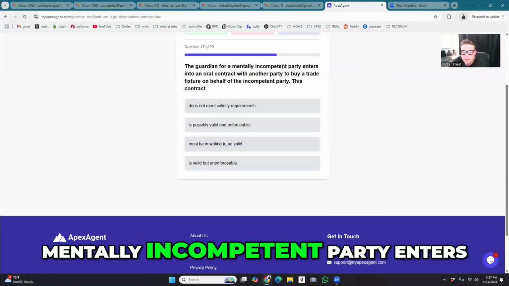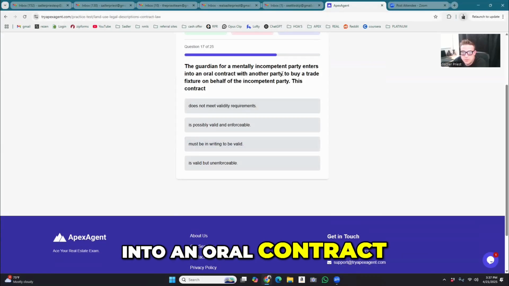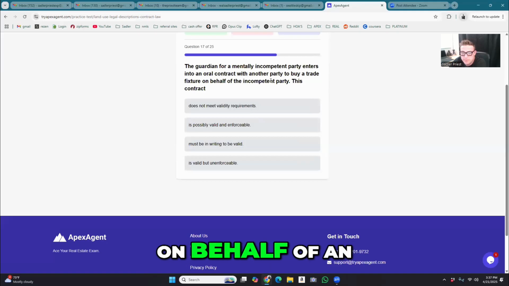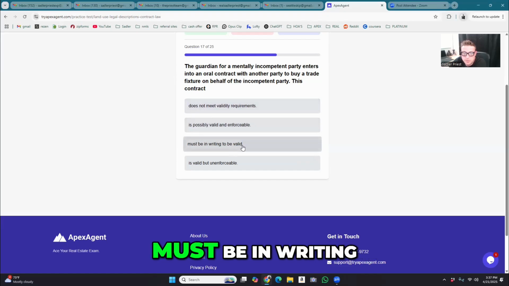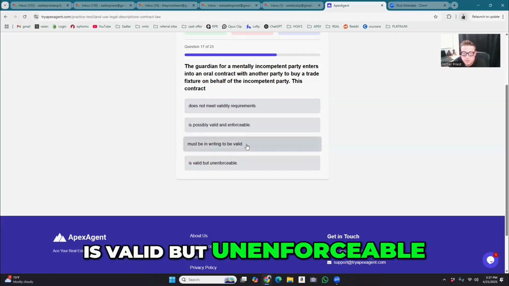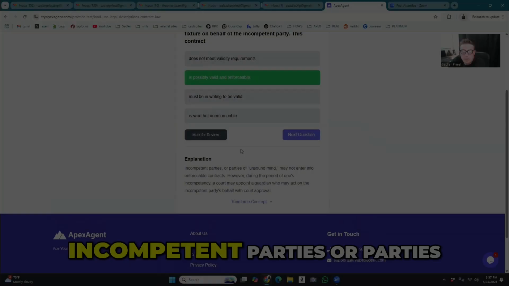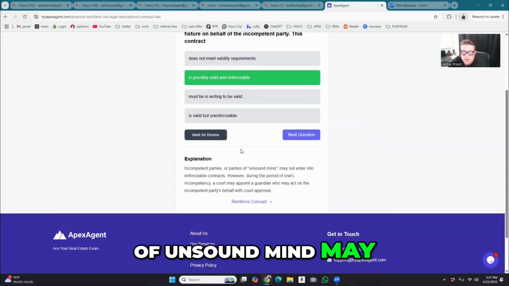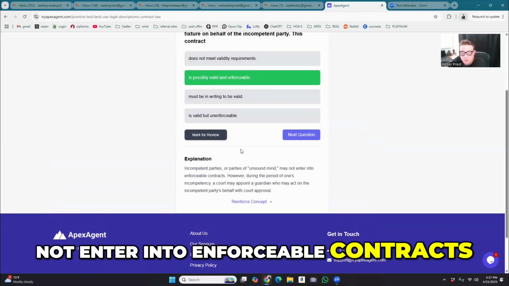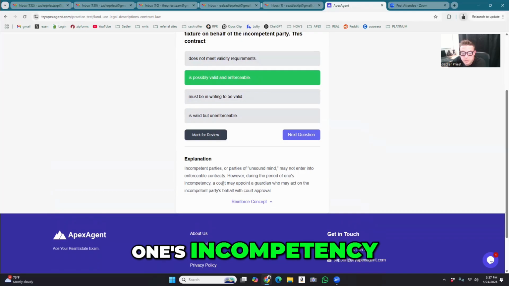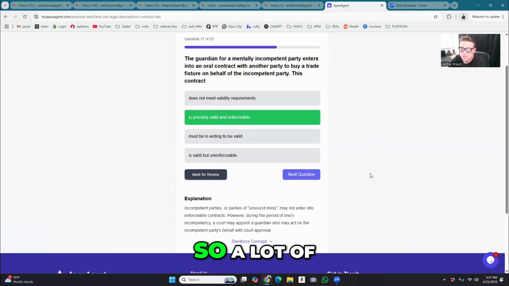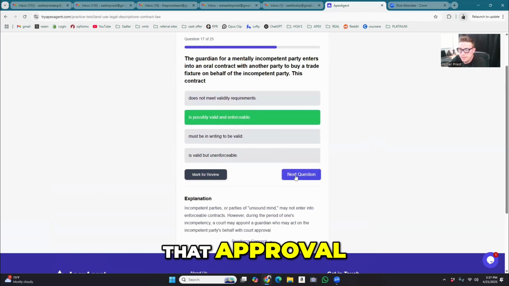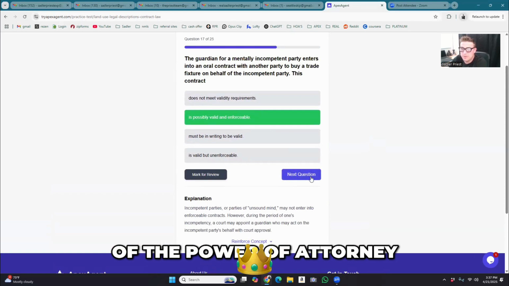The guardian for a mentally incompetent party enters into an oral contract with another party to buy a trade fixture on behalf of an incompetent party. This contract does not meet validity requirements, is possibly valid and enforceable, must be in writing to be valid, is valid but unenforceable. I believe it's valid and enforceable. Incompetent parties or parties of unsound mind may not enter into enforceable contracts. However, during the period of one's incompetency, a court may appoint a guardian who may act on the incompetent party's behalf with court approval. So a lot of times they'd want to see a copy of that approval. Power of attorneys, a lot of times they want a copy of the power of attorney.